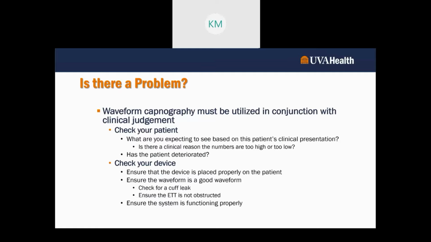All right. Oh, I see my end-tidal CO2 is trending down. Do I need to worry about this? Or maybe it's trending up and my patient might be going into respiratory failure. I've got to keep these things in the back of my head. So if you do see something weird, go check your patient. Is this something I'm expecting to see based on the patient's clinical presentation, based on what I know is wrong with them? Is there a clinical reason why my numbers are all weird like this? Or has my patient started to deteriorate?